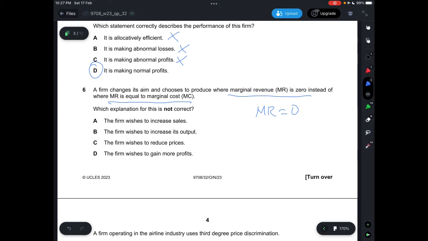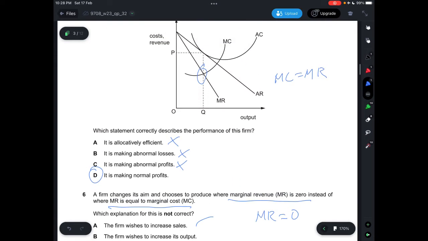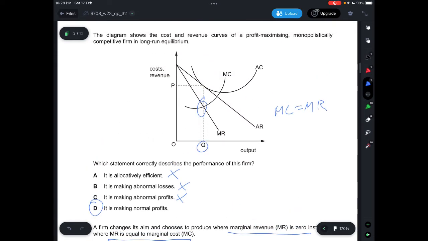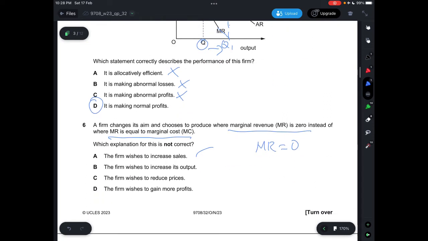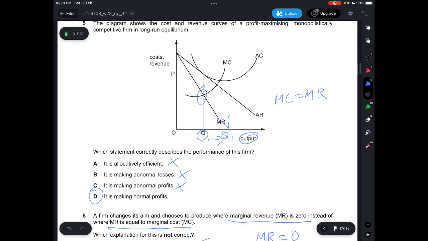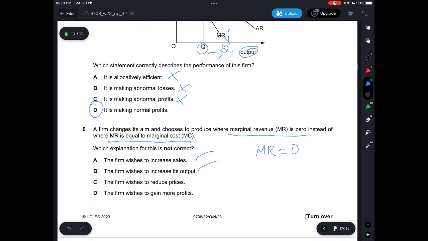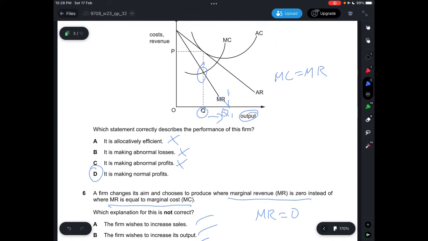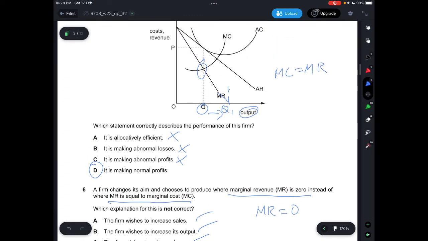A says the firm wishes to increase sales, which is correct because if you produce at a point where MC equals MR, we can refer to this graph here, then your quantity is lower. But if you produce at a point where MR equals 0, you can produce way more. For example, here I've set Q1, so you can produce way more. B says the firm wishes to increase its output, which is correct because it does increase output, as you can see. And C says the firm wishes to reduce prices, which is also correct because you can see the price is now decreased if you were to produce at Q1.